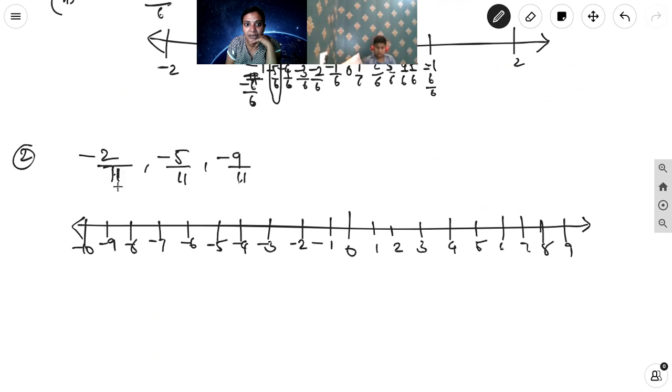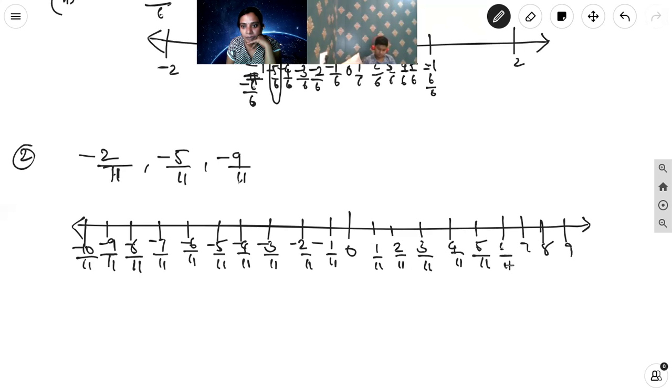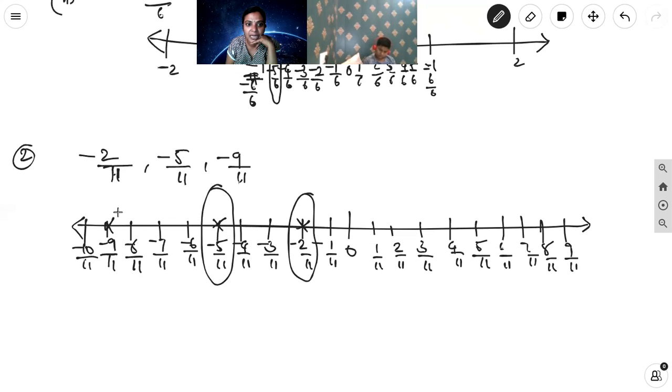In this, the given fractions have 11 as a common denominator, so they are like fractions. Each and every unit is divided into 11 parts. Now you can point out what they have given. Minus 2 by 11, minus 5 by 11, minus 9 by 11.